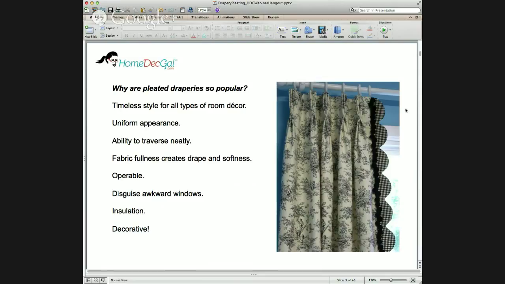And of course, the last thing, they're just decorative. They just look so pretty. I think if you don't know what style you want in your room, do draperies. They're always right. You can't go wrong. And you can combine draperies with Roman shades, with top treatments. So you can never go wrong with draperies. They're here to stay.